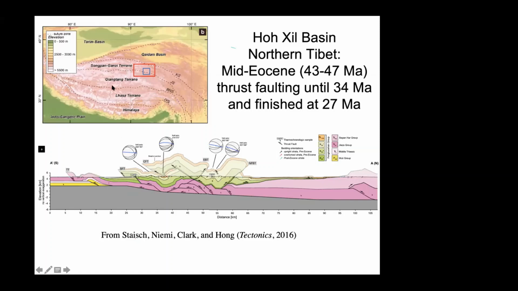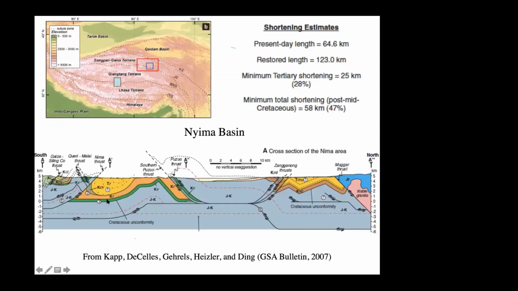I'm going to move down a little bit farther south in this area. This is a study now by Kapp, DeCelles, Gehrels, Heizler, and Ding in China. From this area, I'm just showing you a cross-section through the Nima Basin, south on the left, north on the right. The yellow colors are Tertiary sedimentary rock. The other is Jurassic and Cretaceous, and you see a number of thrust faults in here. This is a particularly large thrust fault in this area. Other thrust faults, a lot of crustal shortening. Much of this occurred in the Cretaceous. The minimum total shortening post mid-Cretaceous, 58 kilometers, is 47%. That's a large fraction.